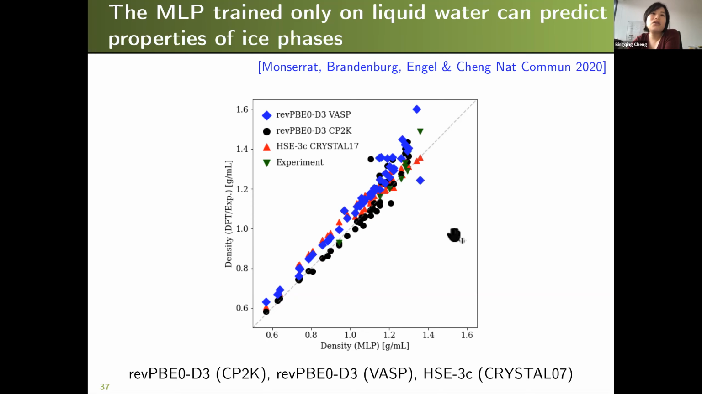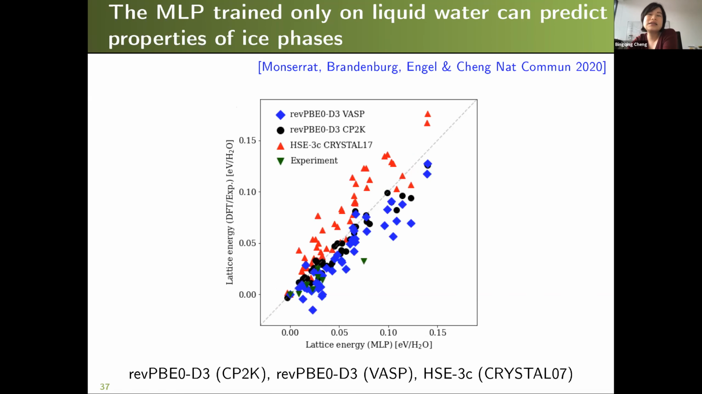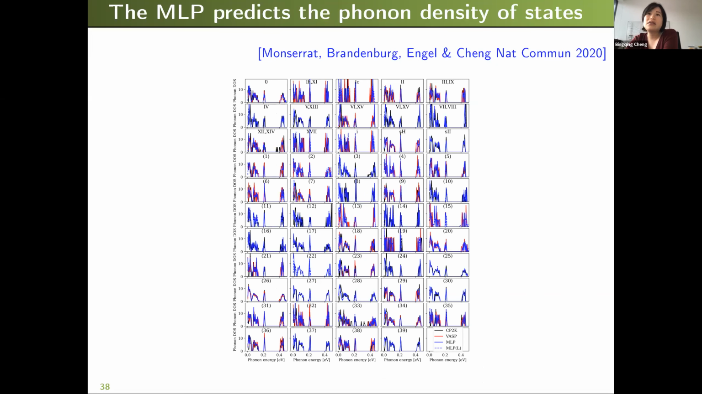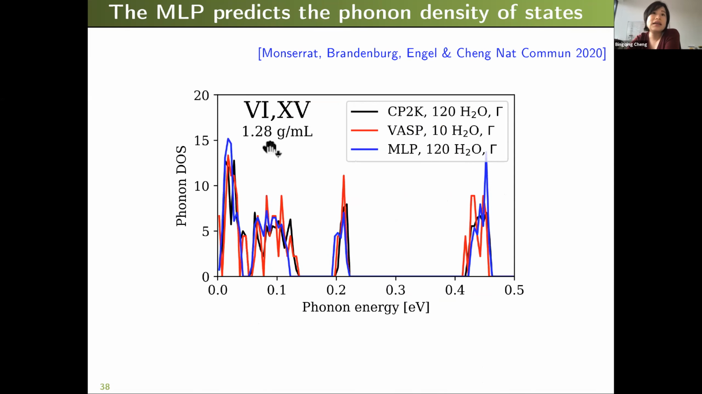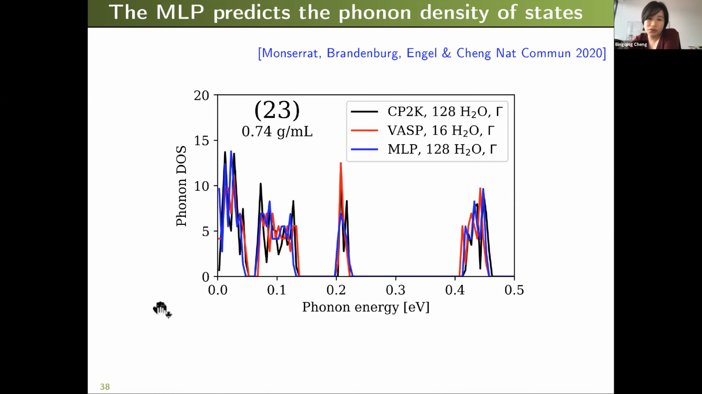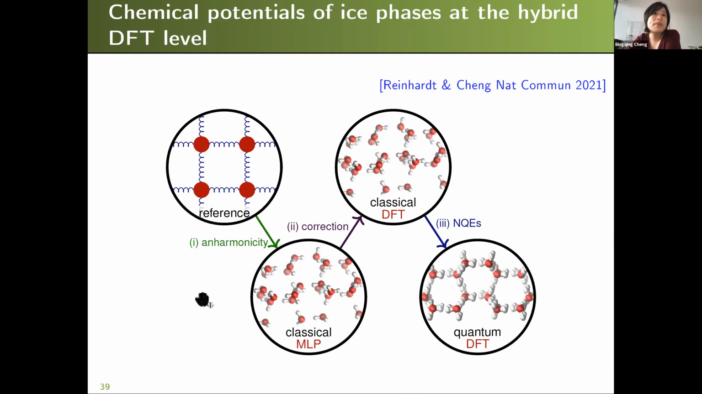And you can see in all the cases we consider, like density, lattice energy, and the phonon density of states, the machine learning potential gives very good predictions. This figure is a little bit hard to see, but we can zoom in, and for the ambient pressure ice phases, the high density ones and low density ones, the machine learning potential always gave very good predictions of these vibrational properties.